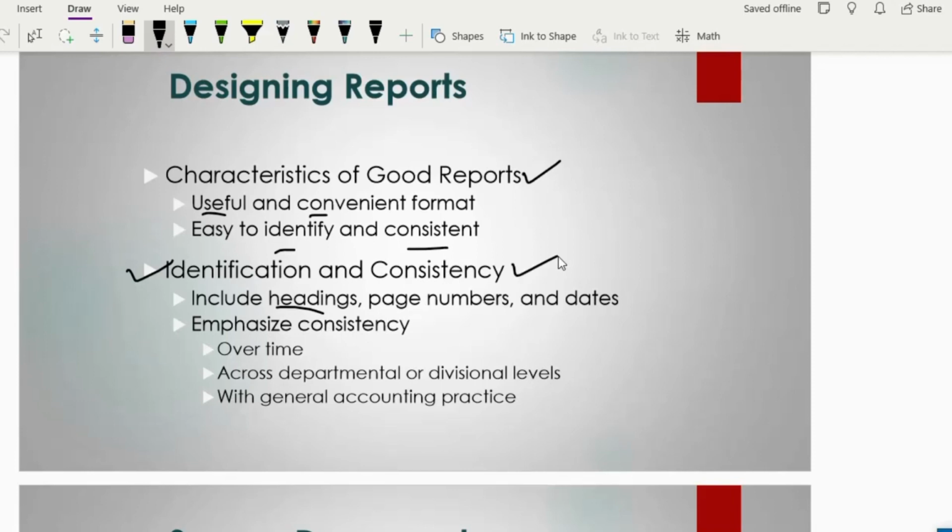And when I say consistency, consistency means that over time, if I'm printing the report today or printing the report after one year, the format should look similar, only the numbers should be different. And across the departments and the division level also, the reports should look similar, and they should be according to the general accounting practices. So these are the requirements for good looking, or acceptable, accounting reports which are useful for the readers.